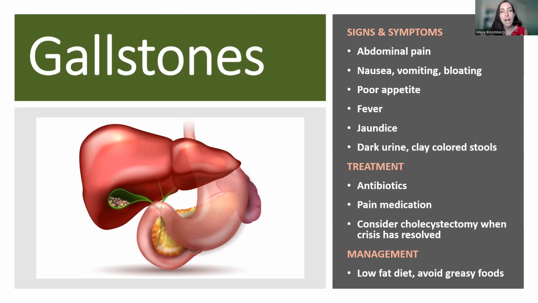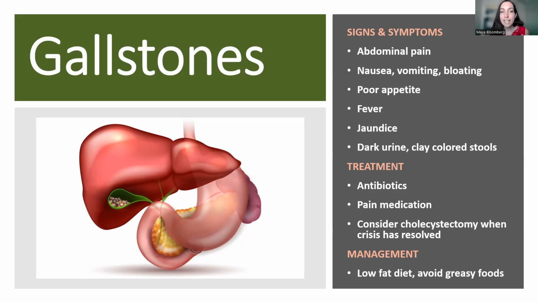We see it most commonly in individuals aged 11 to 29 years old, and you might complain of abdominal pain, nausea, vomiting, and bloating. Sometimes the abdominal pain will actually radiate to your back. There could be fever, jaundice, or yellowing of your eyes. You might notice dark urine, like a tea-colored urine, or even clay and light-colored stools.